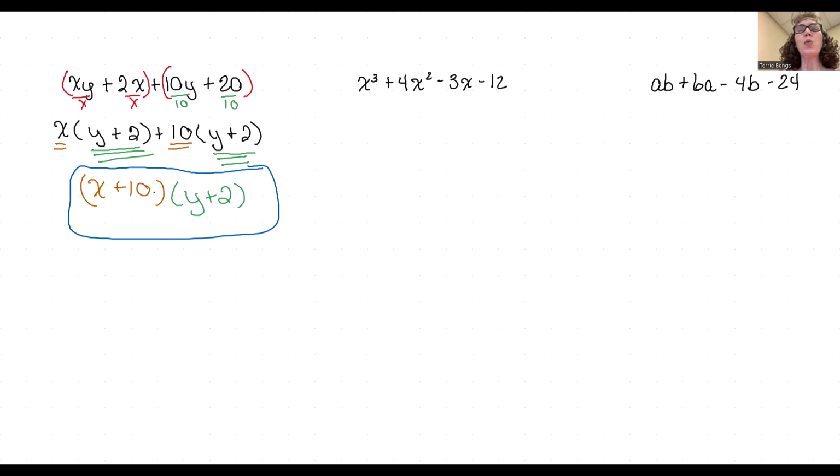If you wanted to see if you were correct, you could multiply that out using the FOIL method, and you're going to get exactly what you started with.